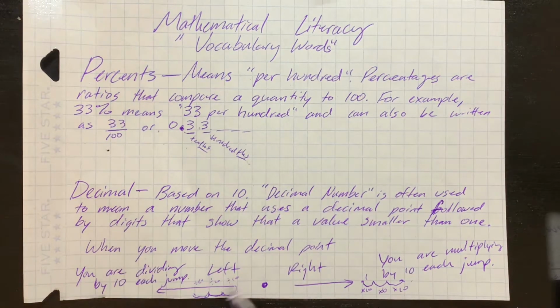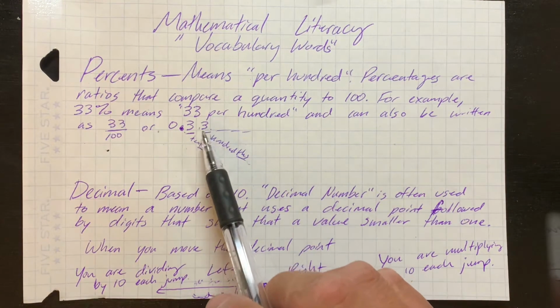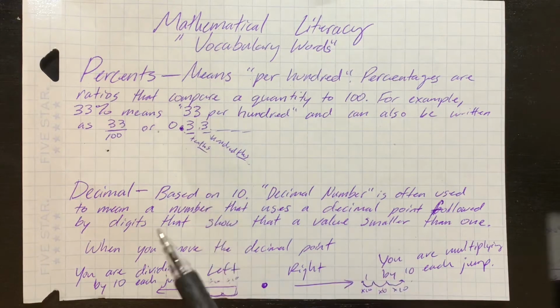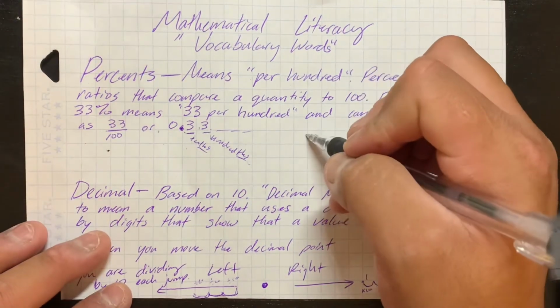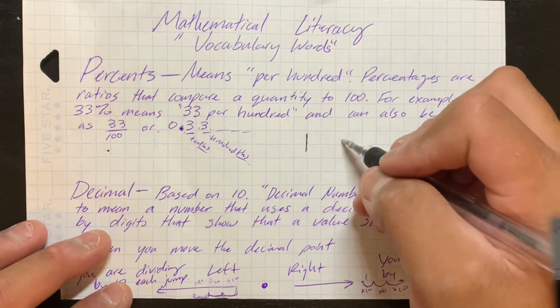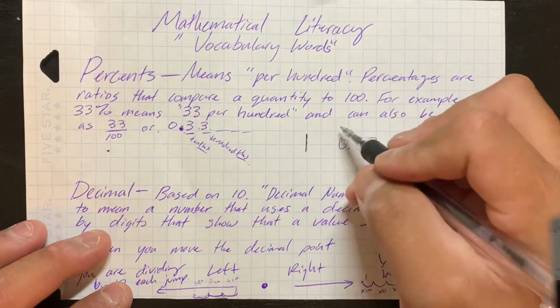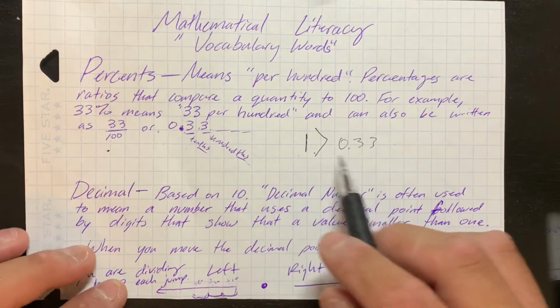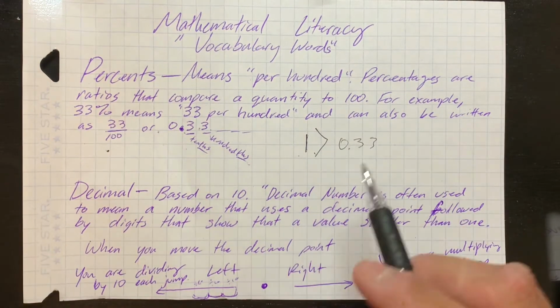Speaking of a decimal, it is in the base 10 system. A decimal number is often used to mean a number that uses a decimal point followed by digits that show a smaller value than 1. So most times decimal numbers are smaller than one whole number, okay? That means that 33 hundredths is less than one whole. So you have one whole, just like the number 1, and we have 33 hundredths. That means that one whole is greater than 33 hundredths, okay? Because 33 hundredths is less than 1.